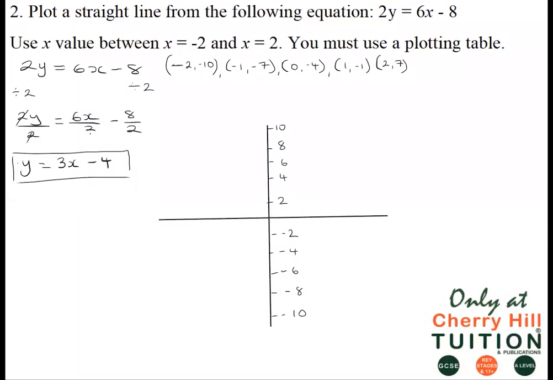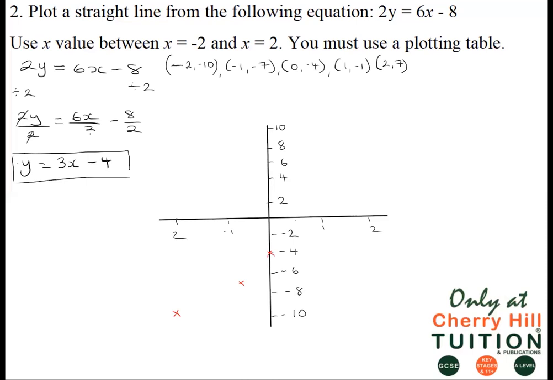And for our x values, we go from minus 2 to 2. So we have 1 and 2. Okay, and now all we need to do is plot our values. So the first one is minus 2, minus 10. So we have minus 2 and then minus 10, which is over here. And then we have minus 1 and minus 7, which is about there. And then we have 0, minus 4, which is there.